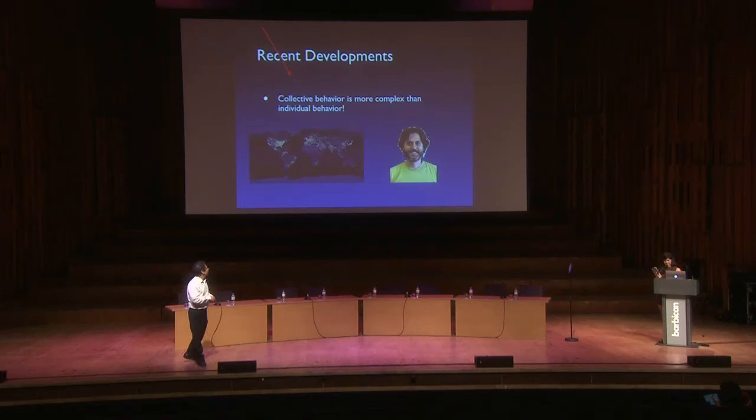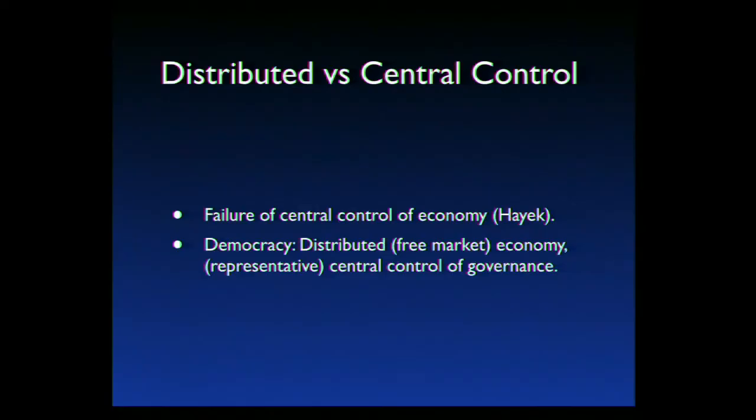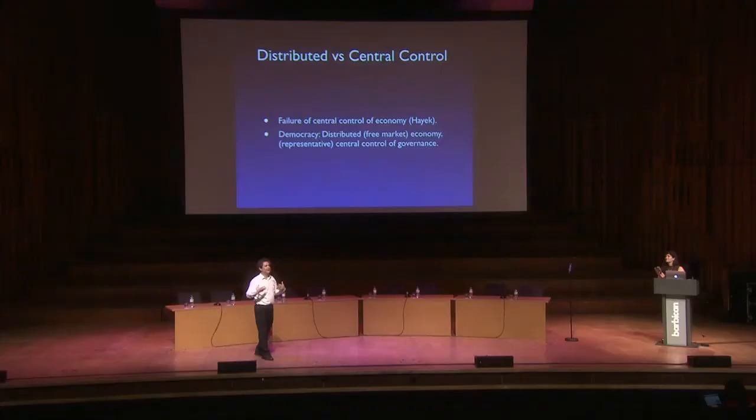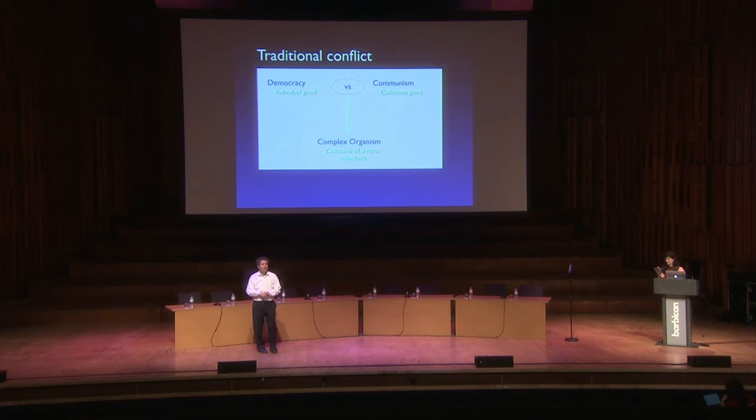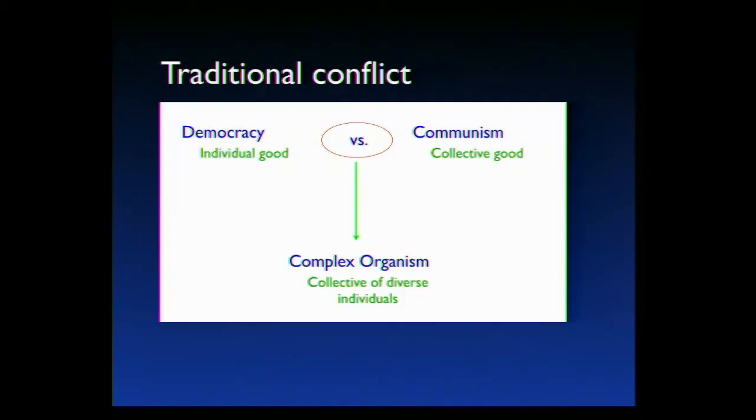Next. The second thing that we've been talking about is the failure of central control. As a matter of historical reference, the economist Friedrich Hayek, around World War II, said in a book called The Road to Serfdom that central control of economic activity was basically a failed approach because of the complexity of economic activity. What we've figured out is that it's a much more general problem than that. It's not just economics. More generally, collectives of individuals have to behave more complexly than an individual, and therefore central control fails.